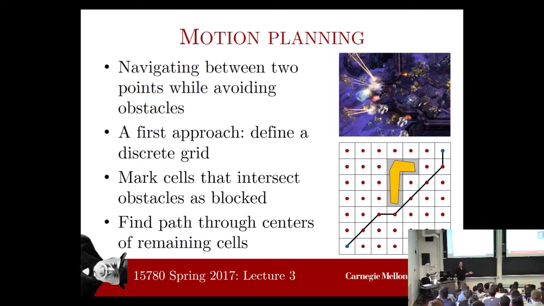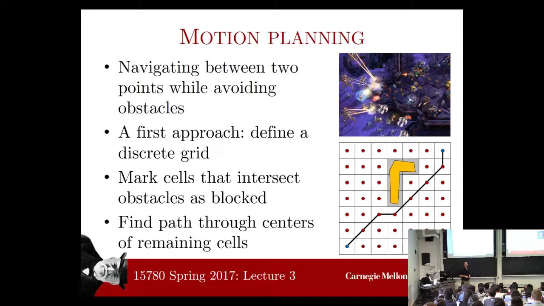Okay, so is this optimal? Like, no, right? Why not? You can discretize that fine. Right. So because of the discretization, my path is constrained to use centers of cells, and I could cut corners and find a shorter path, even in this example.